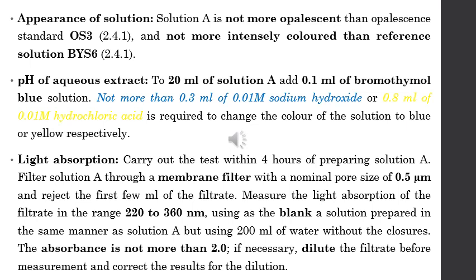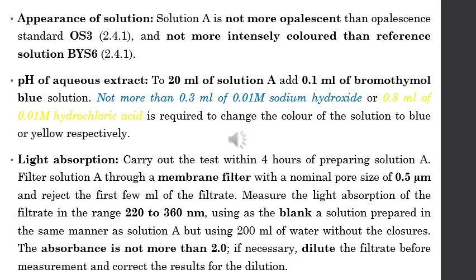Next test is the light absorption test. In this, freshly prepared solution A, that is the solution we have to use within 4 hours, is filtered through a membrane filter having a pore size of about 0.5 microns. We have to reject the first few ml of filtrate. After that, the absorbance is measured at 220 to 360 nanometers.